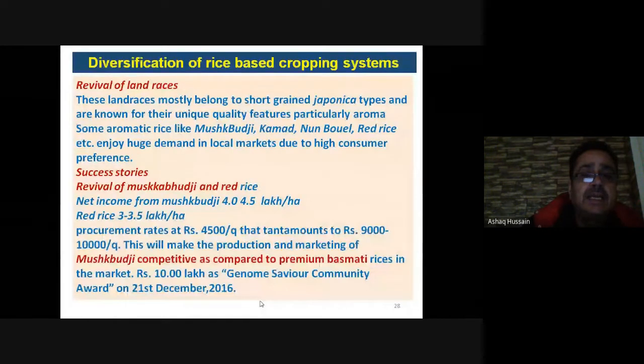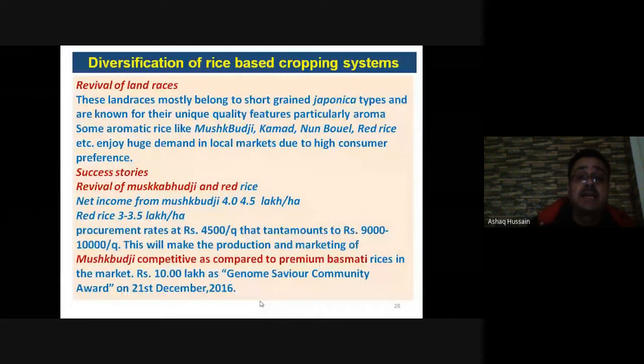Lately we have revived the mushk budji and red rice in different parts of the Kashmir Valley. For example, in the Kokernag Sagam area, the mushk budji production was revived, and we know that mushk budji is a landrace. It has high aroma and also good nutritional value, and is very good soft rice. It tastes very good and is preferred by the consumers. This sells at a price of around 150 to 200 rupees per kg, and is essentially used by people during marriage ceremonies and other festivities.